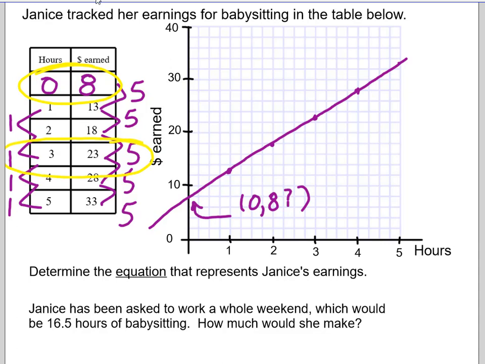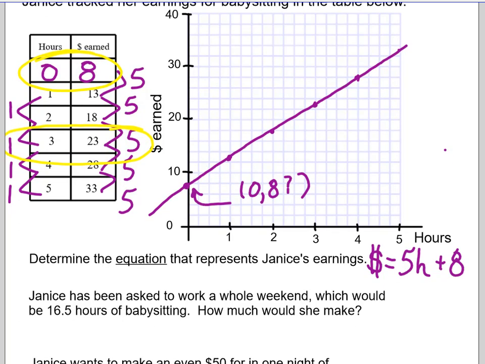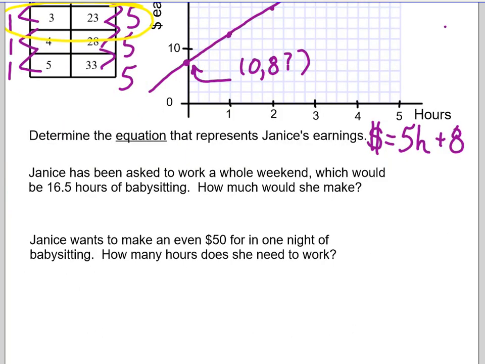So my equation here, and I'm going to write it with some symbols that hopefully help make it easier to understand. The amount of money she makes is going to be 5 times the number of hours plus 8. Okay, and now that's a partial relationship. We can tell because it didn't go through the origin. And now I have an equation to work with. Okay, that usually makes things a little bit quicker.